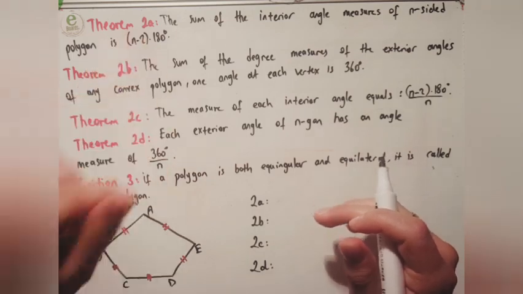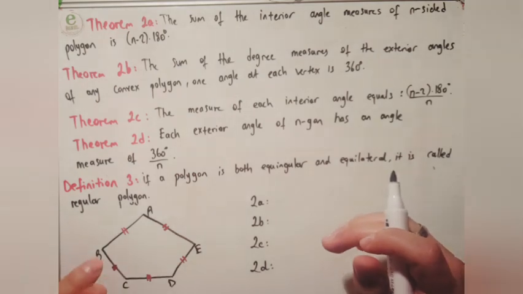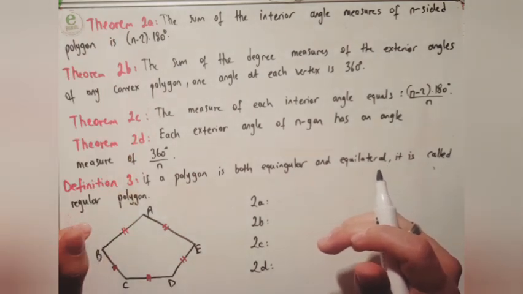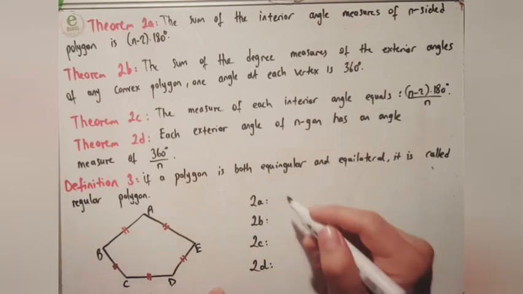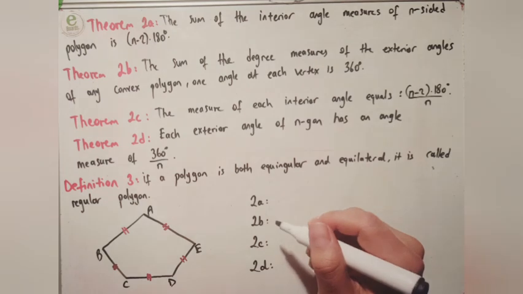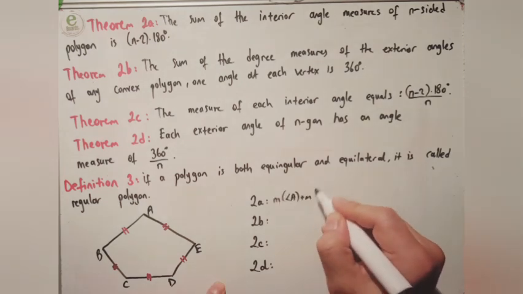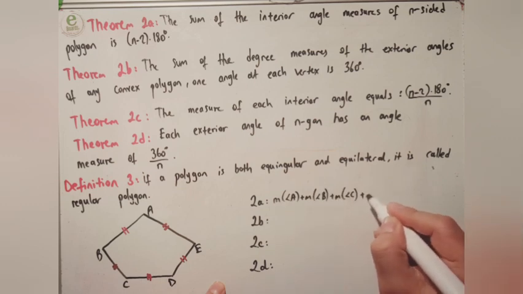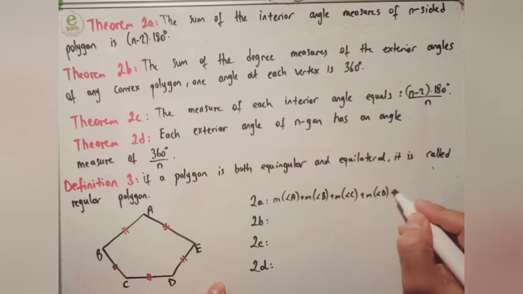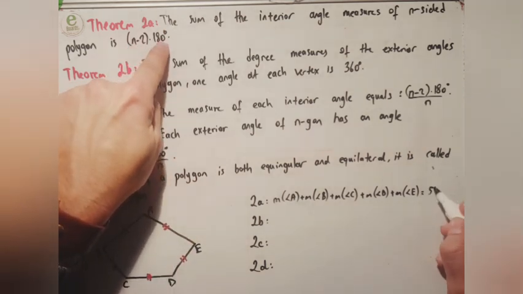So we can start with theorem 2a. It says the sum of the interior angle measures of an n-sided polygon is (n minus 2) times 180 degrees. The polygon is 5-sided, so what is the sum of interior angle measures? 5 minus 2 times 180 degrees, right? So we can say the measure of angle A plus angle B plus angle C plus angle D plus angle E is equal to (5 minus 2), 3 times 180, 540 degrees.